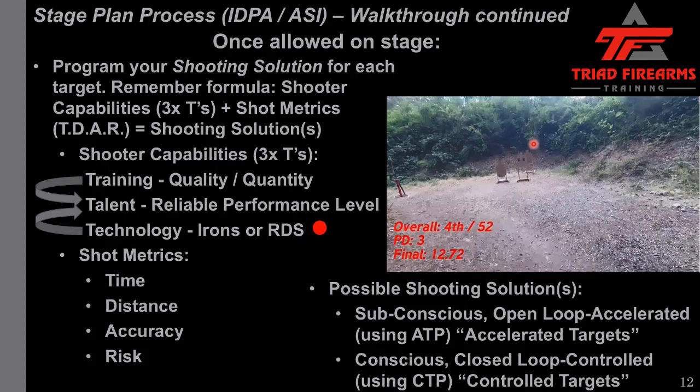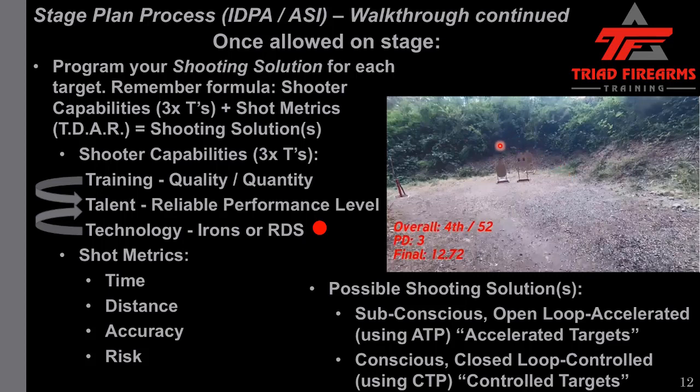Up next is A for accuracy. The accuracy demands of this target are higher due to the non-threat, this guy over here, obscuring about the left third of the target. Last is R for risk. Due to the non-threat position, there's a degree of risk associated with this target. So based on the higher accuracy demands and associated risks, this target is definitely a controlled target.